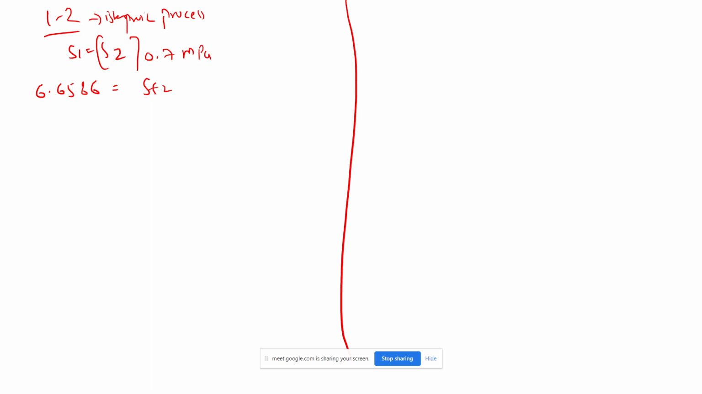Point 2, in this problem, will not be a saturated vapor. This we have to calculate first, whether it is saturated vapor or not. For that we have to calculate the dryness fraction. If it is less than 1, then it is wet, and if it is greater than 1, then it will be in the superheated region, and if it is equal to 1 then it will be a saturated vapor.